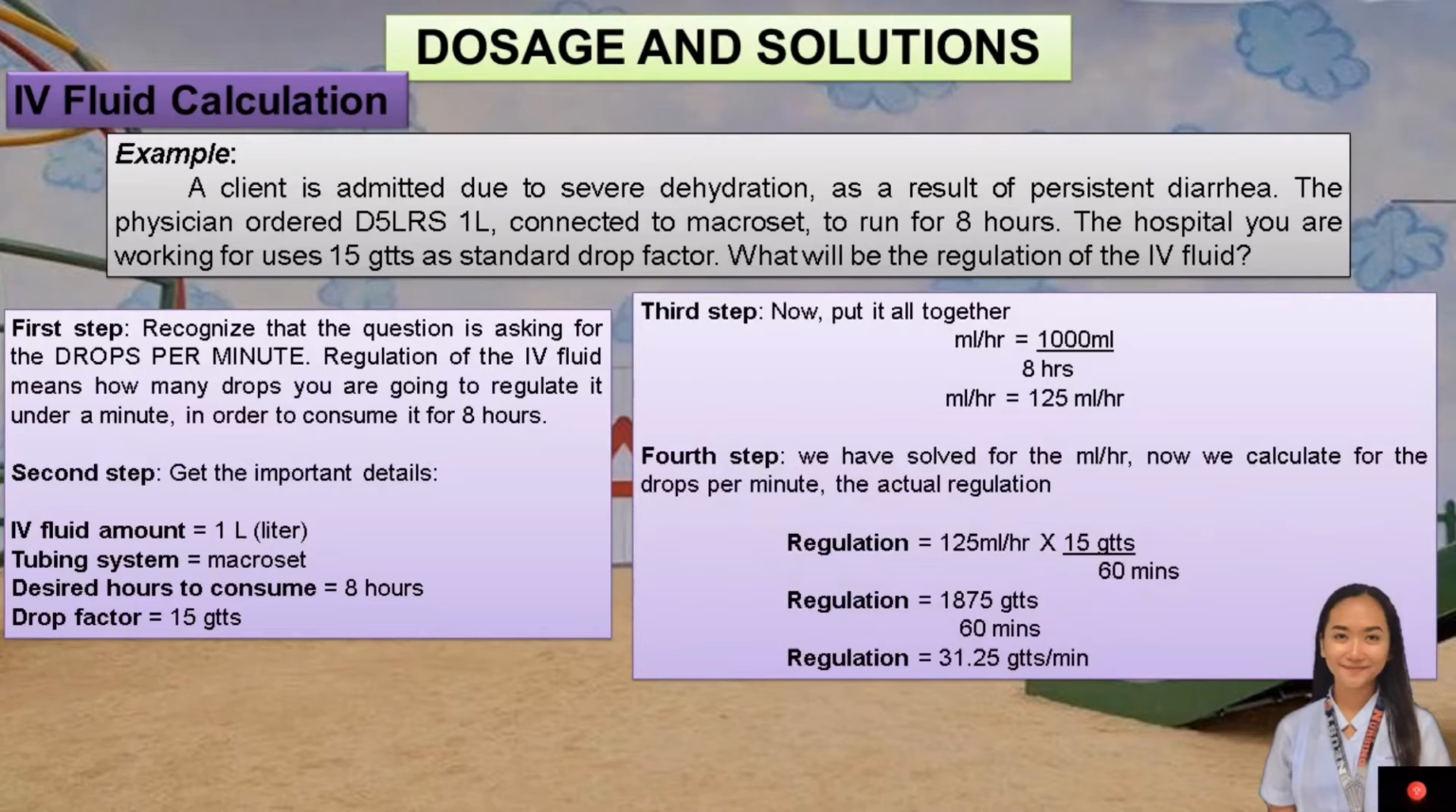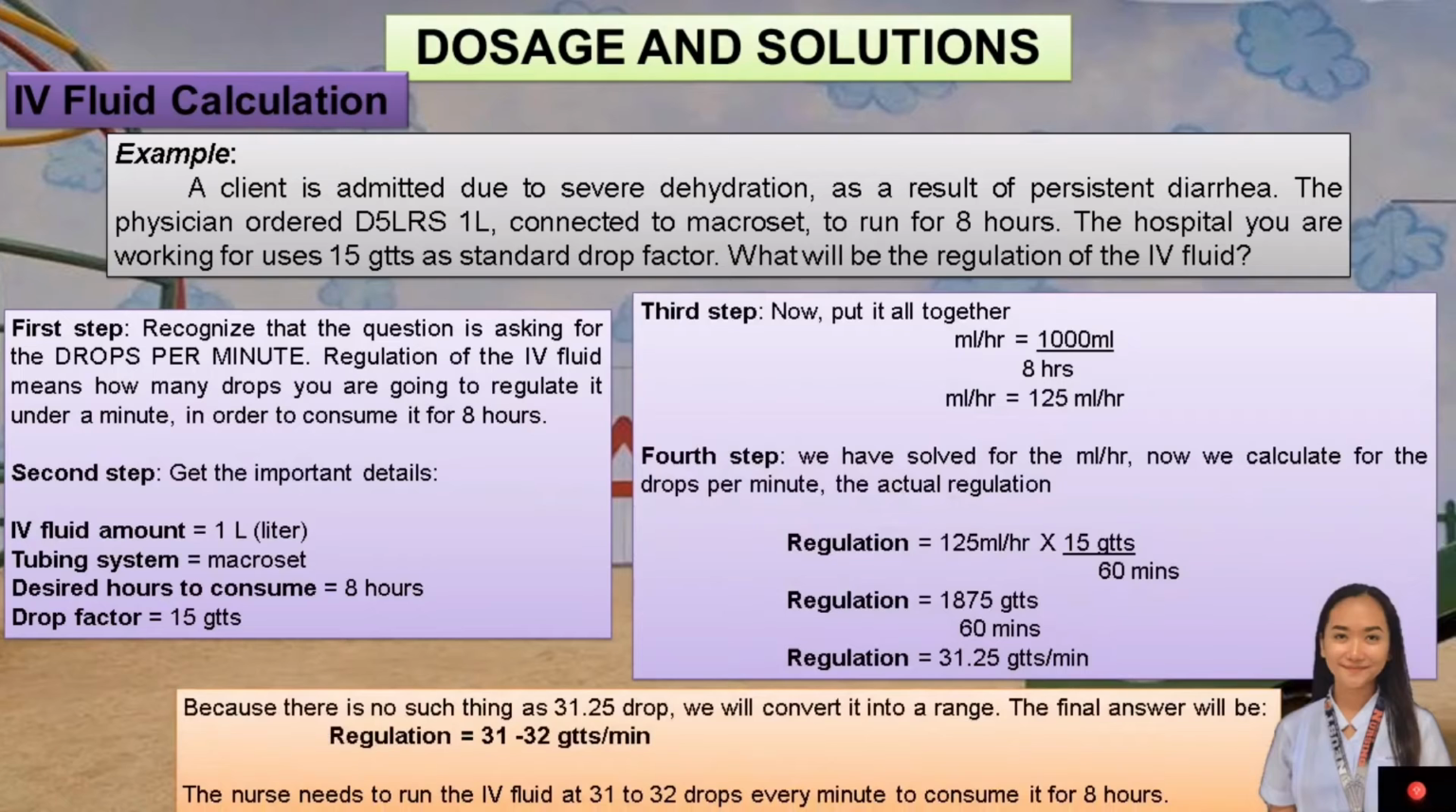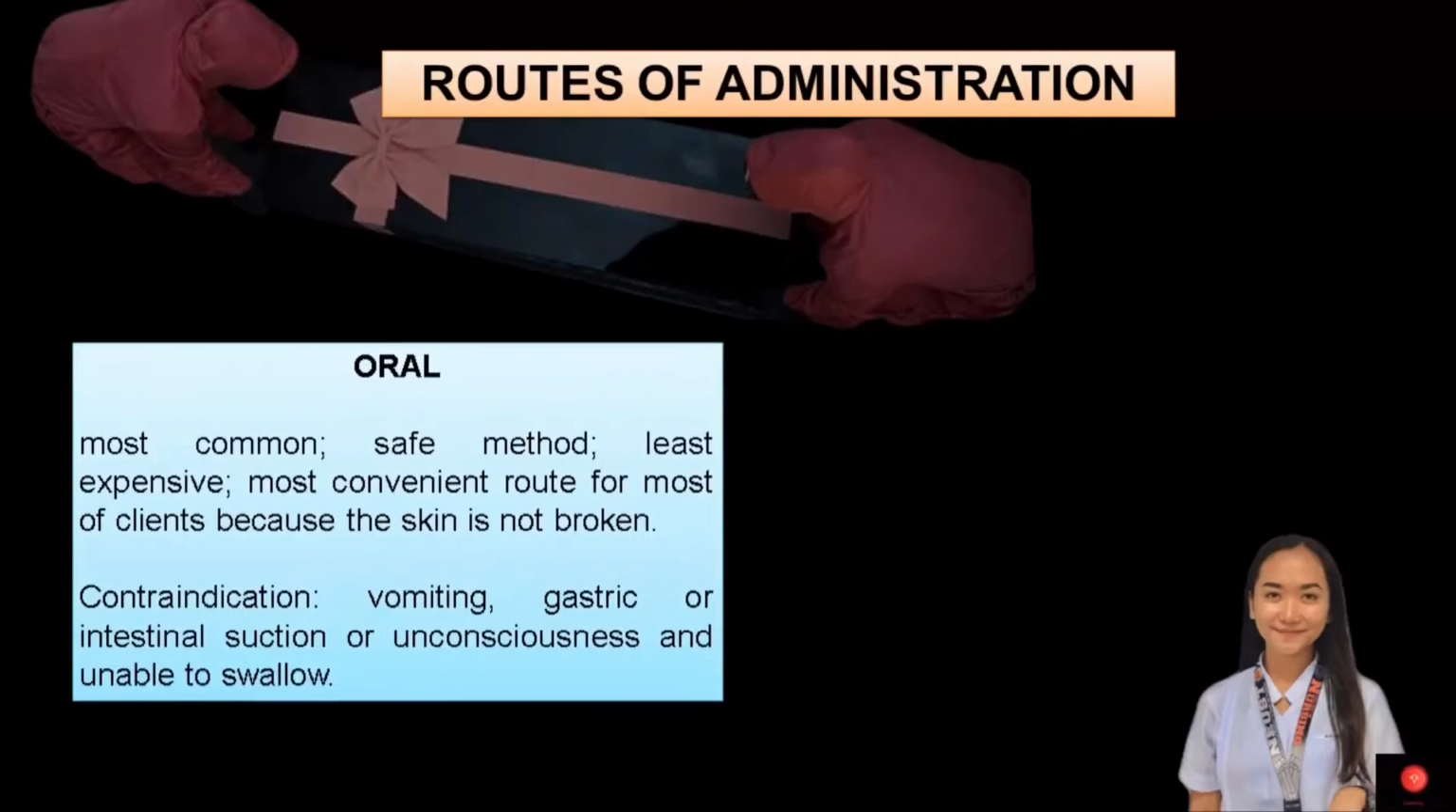So the regulation will be 1,875 drops over 60 minutes, which is 31.25 drops per minute. Because there is no such thing as 31.25 drops, we will convert it to a range. The final answer: the regulation will be 31 to 32 drops per minute. The nurse needs to run the IV fluid at 31 to 32 drops every minute to consume it in 8 hours. So let's move on to the routes of administration.